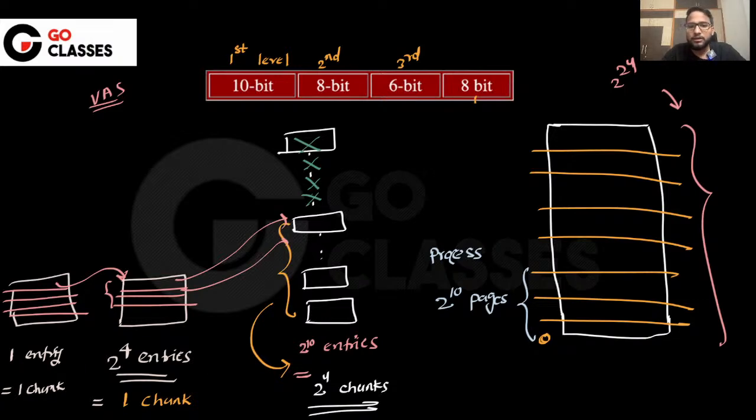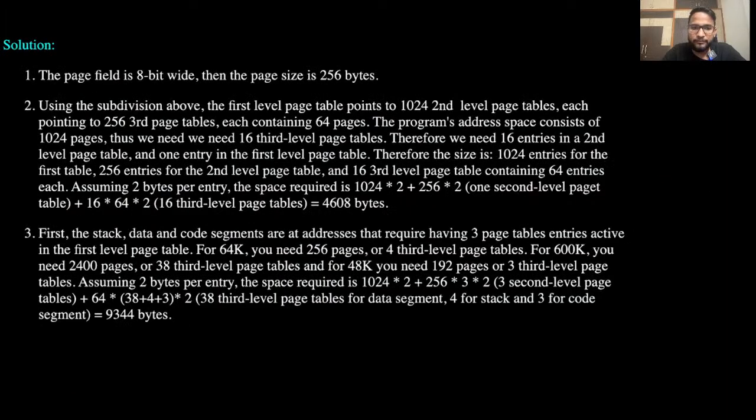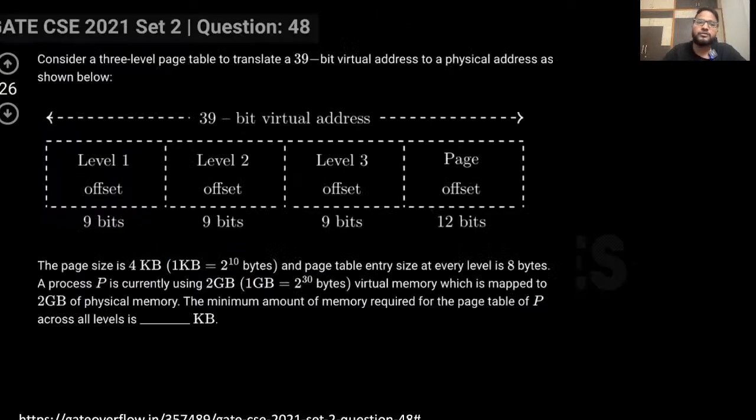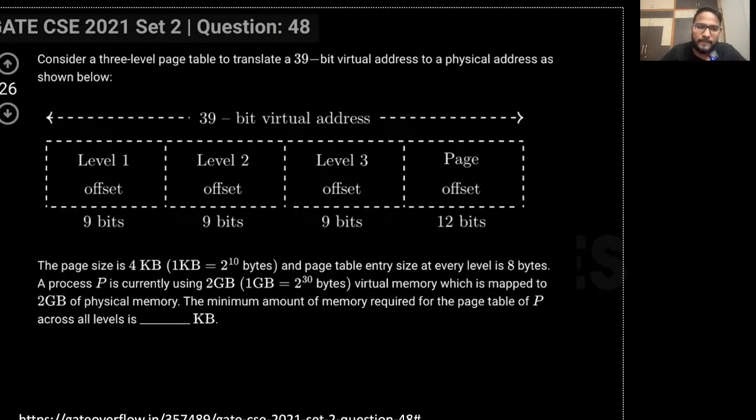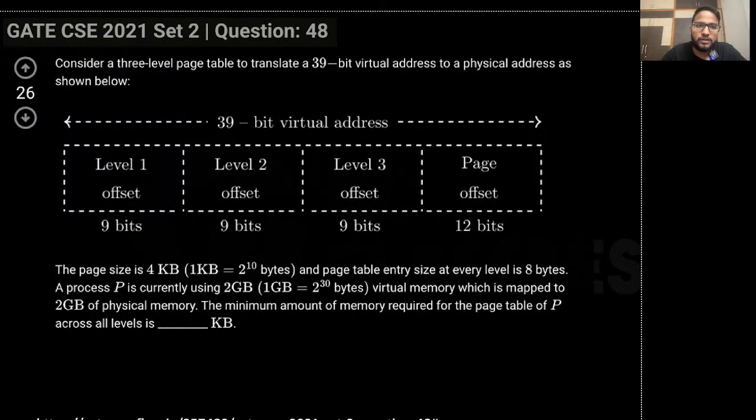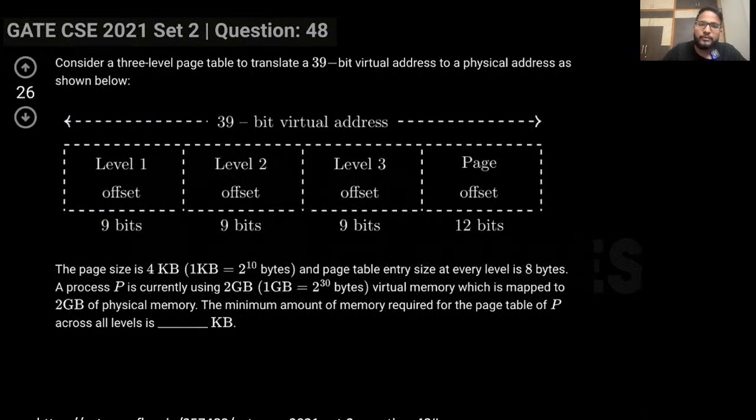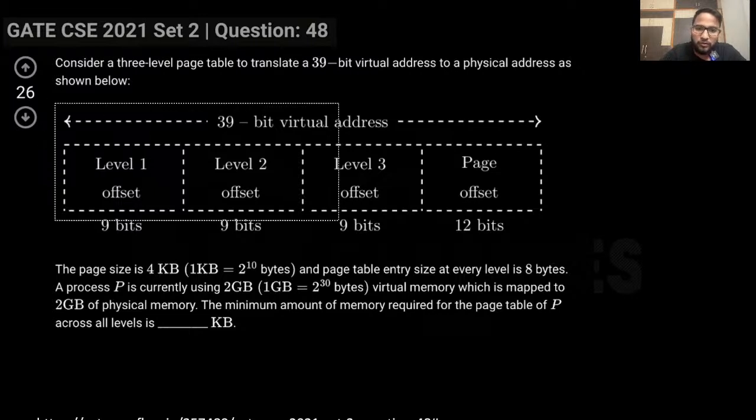Now let's just do one thing. Let me try to solve this question, which has been asked in GATE 2021. Let's see what they are saying. Consider a 3-level page table with a 39-bit virtual address. The page size is 4 KB, which is 2 power 12, since 1 KB is 2 power 10, so that is 12 bits. The page table entry is given to be 8 bytes.